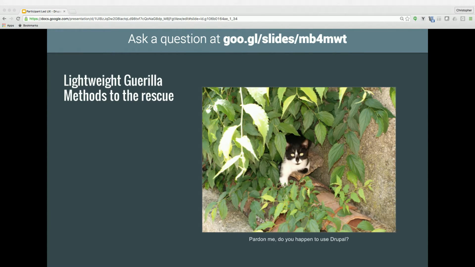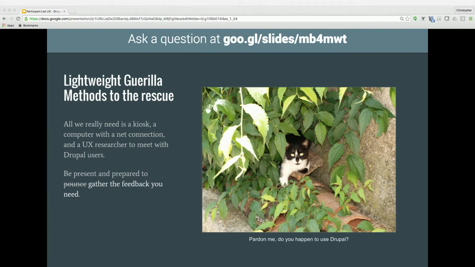Bring a piece of paper. Be prepared to write things down. This is not a heavy exercise. Pardon me, do you happen to use Drupal? All we really need is that kiosk, a computer with a net connection, a researcher, and someone to meet with Drupal users. Be present, prepared to gather the feedback that you need, and it's really that simple, except that your usual planning and synthesis does apply.